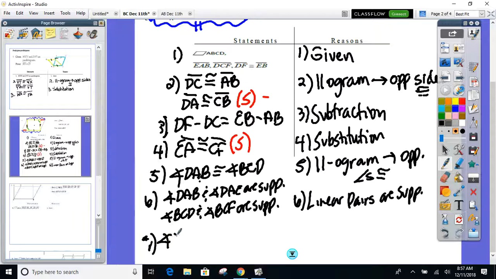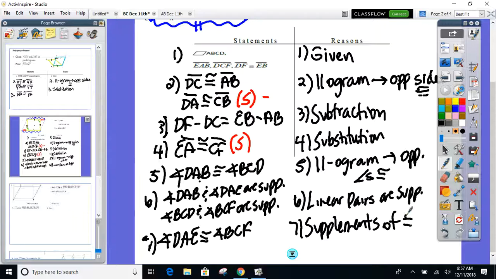So angle DAE congruent to BCF. Supplements of congruent angles are congruent. Whew. Eight-stepper. And then that gives me an angle, right? And then the triangles finally are congruent.